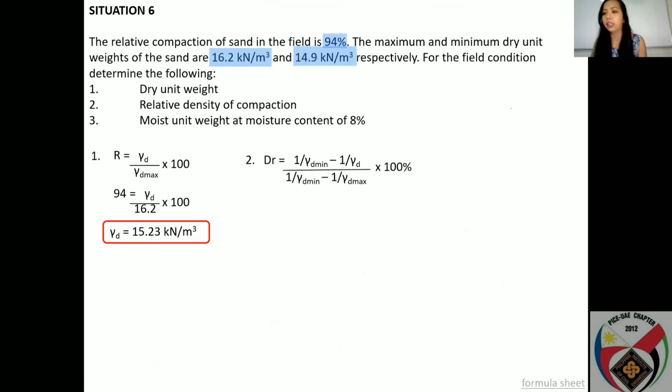Ito na naman, na-miss out ko naman yung percent. Napakabilis po. Hindi na Engineer Bernard, Kat, and Ray.